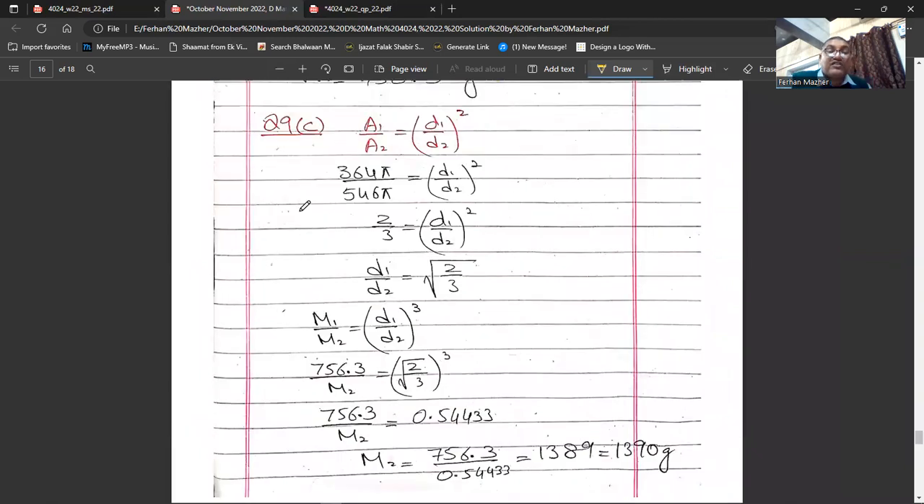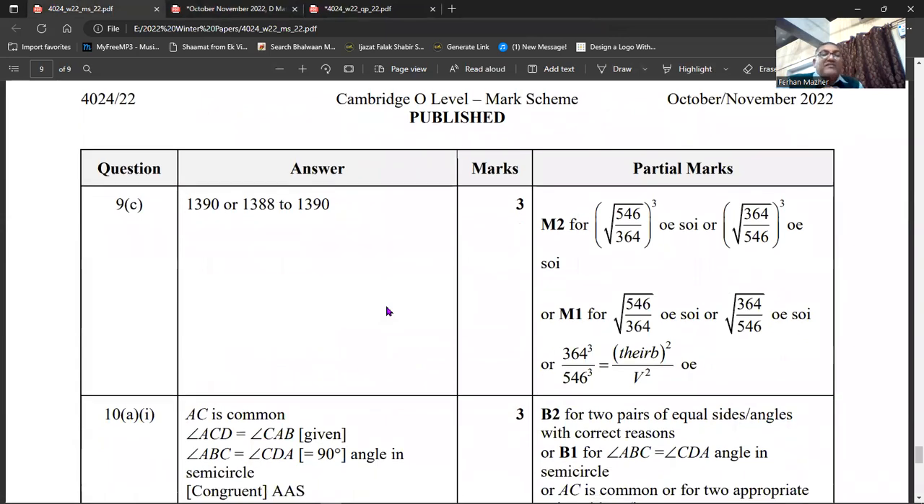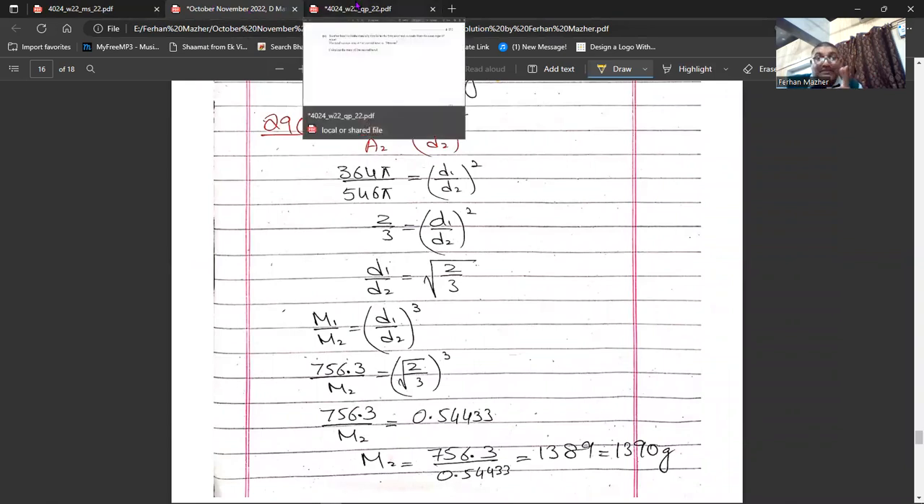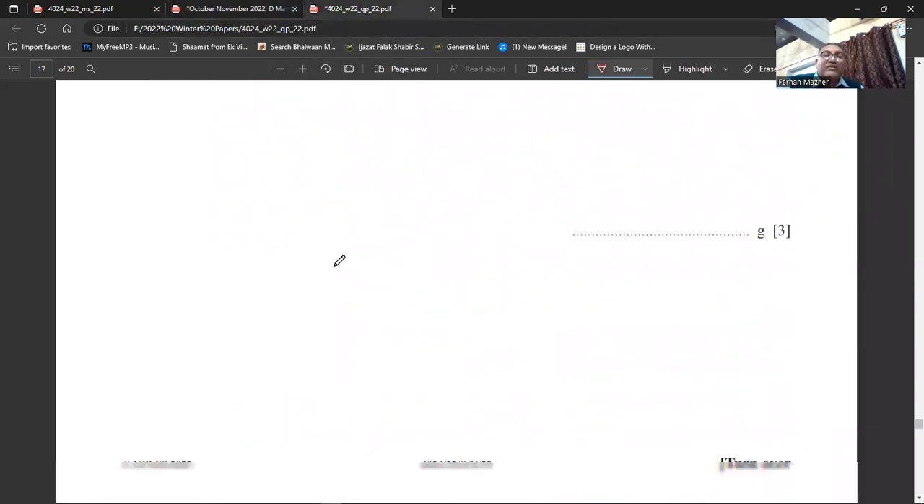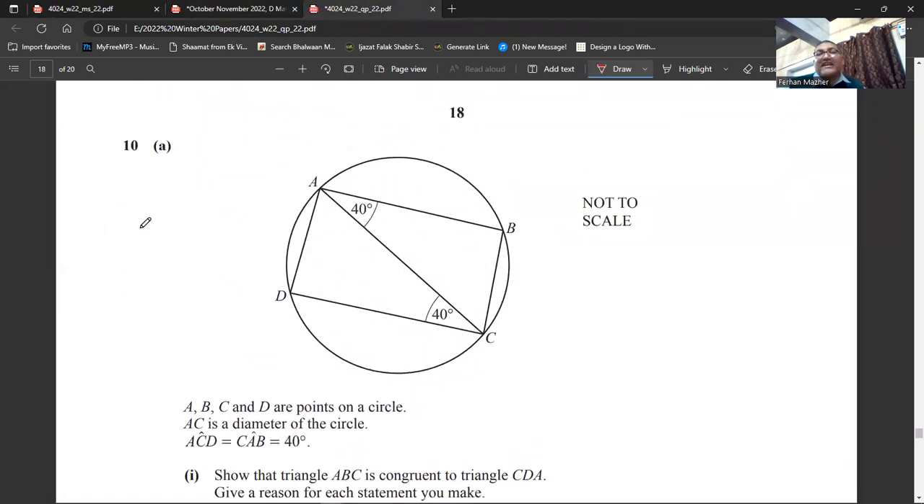A little tricky question. The whole question is showing up 1390. 1390 gram is the right answer, sir. And this is the solution of that thing. I hope you understand. A two-step calculation has been involved. It's a 3 marks question. Okay, so we are going to the next question. The next question is question number 10. Question number 10 is A part.